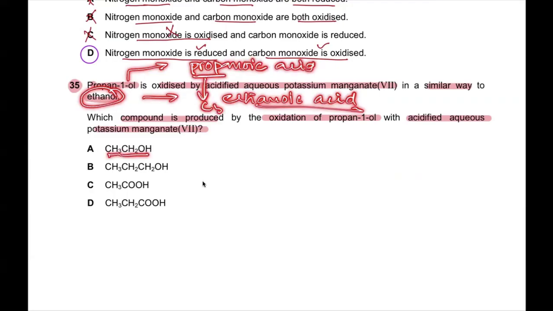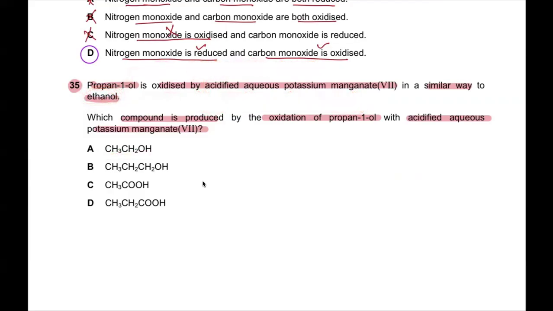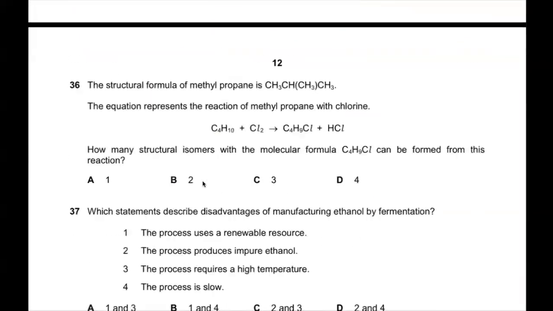It's an alcohol, so A goes wrong. Again alcohol, so B goes wrong. It's a carboxylic acid, but it's a C2, ethanoic acid, so C goes wrong. 1, 2, 3, a 3-carbon carboxylic acid. So D is the correct answer, because propanol is a 3-carbon alcohol, and when it is oxidized it forms propanoic acid, a carboxylic acid having 3 carbons. Is this clear? Yes, sir. Okay.